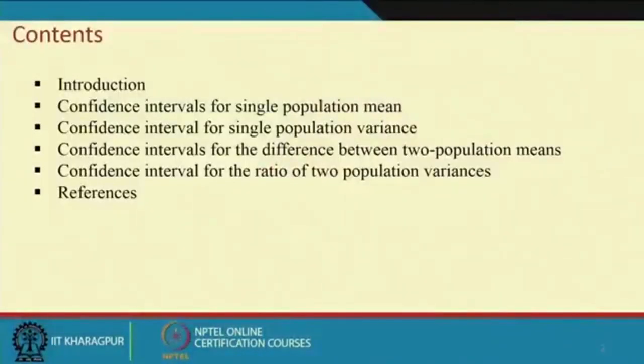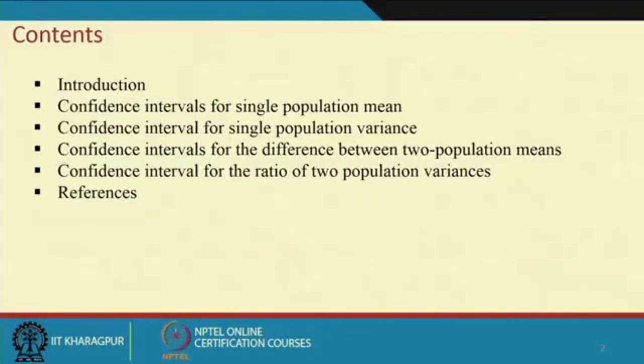Welcome. I will continue estimation. In the last class, we covered the confidence interval of a single population mean and the confidence interval for a single population variance. The confidence interval for the difference between two population means and the confidence interval for the ratio of two population variances are not covered. Now, within 20 minutes, we will try to cover these two concepts: the confidence interval for the difference between two population means and the ratio of two population variances.